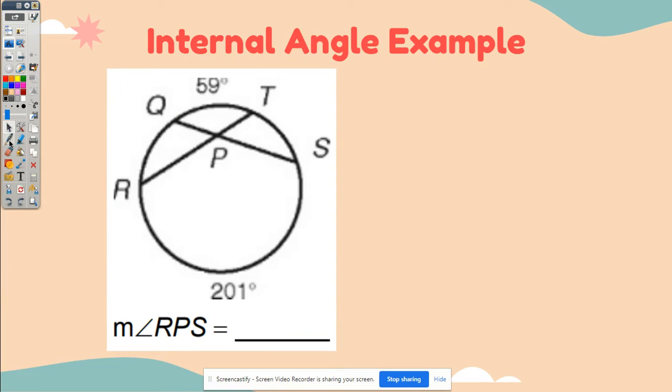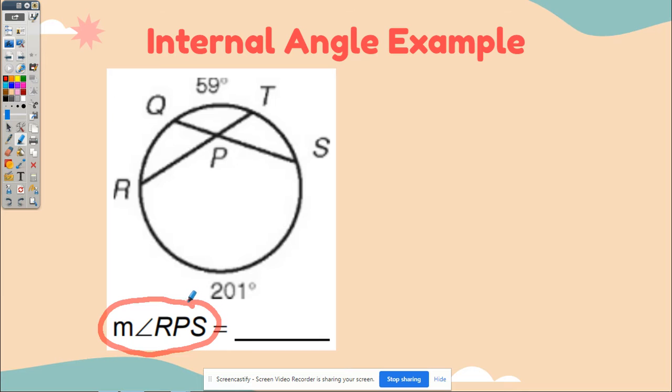Here is an example. Let me highlight this first so we know what the actual question is. They want me to find the measure of the angle RPS. So they want this one right here. First step is to take that angle, go right here and see what the angle is projecting to in terms of an arc. I can also extend this angle to make that X. That's how I know it's internal, because it's inside, it makes an X, to verify that QT is your other arc.